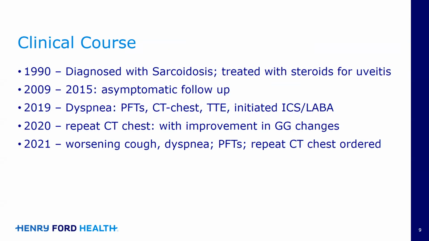So 1990s gets diagnosed. 2009, 2015, there's maybe a visit or two, and she's been seeing ophthalmology here and there. Pretty asymptomatic for follow-up. 2019, she comes in with shortness of breath, she gets PFTs, which were normal, and a CT chest, which early on was unremarkable, echo unremarkable, and then she was started on inhalers. 2020, had a repeat CT scan, some patchy opacities again. And then 2021 is when we saw her, and she's having worsening cough, worsening shortness of breath.